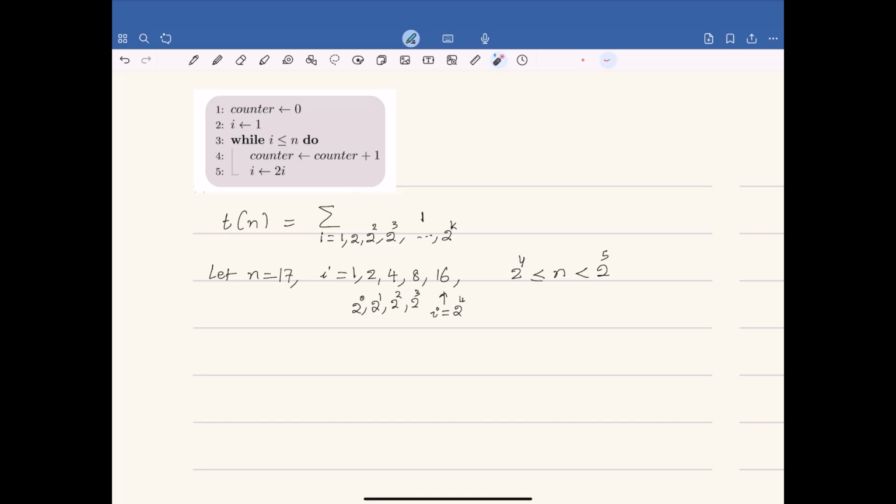Now let us go back to our summation. Now this summation is not standard because the index is not increased by 1 and does not have a last value.